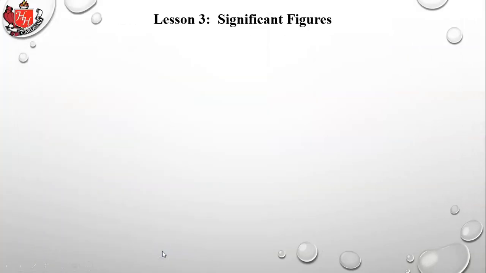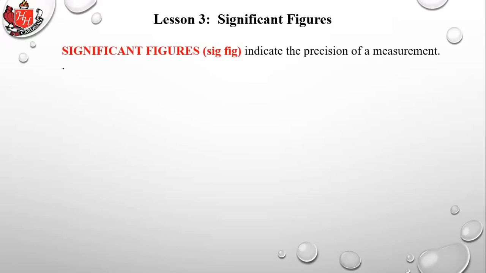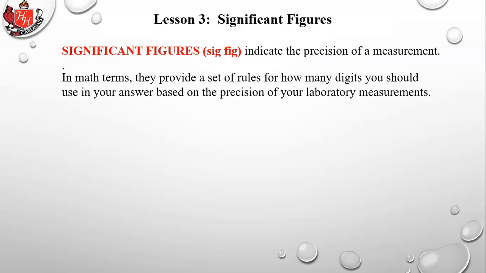So today what we're going to talk about are measurements and the math that's associated with measurements, which is a concept called significant figures. Significant figures tells you how many digits to place in the numbers that you're measuring, how to read a measurement, and then how many digits to actually compute in your answers. So significant figures, often referred to as SigFigs, or sometimes even SigDig in some books or sources for significant digits, they indicate the precision of the measurement. In math terms, they provide a set of rules for how many digits you should use in your answer based on the precision of your laboratory measurements.